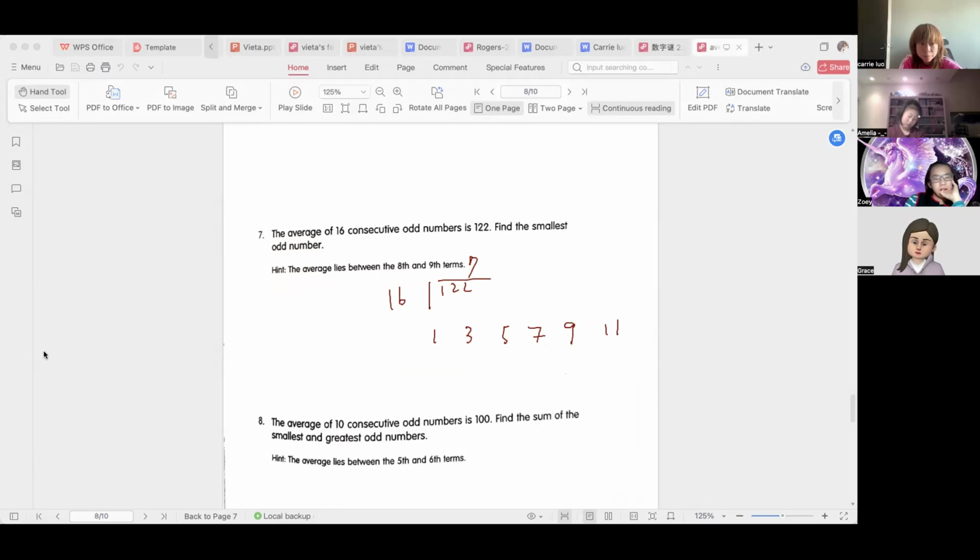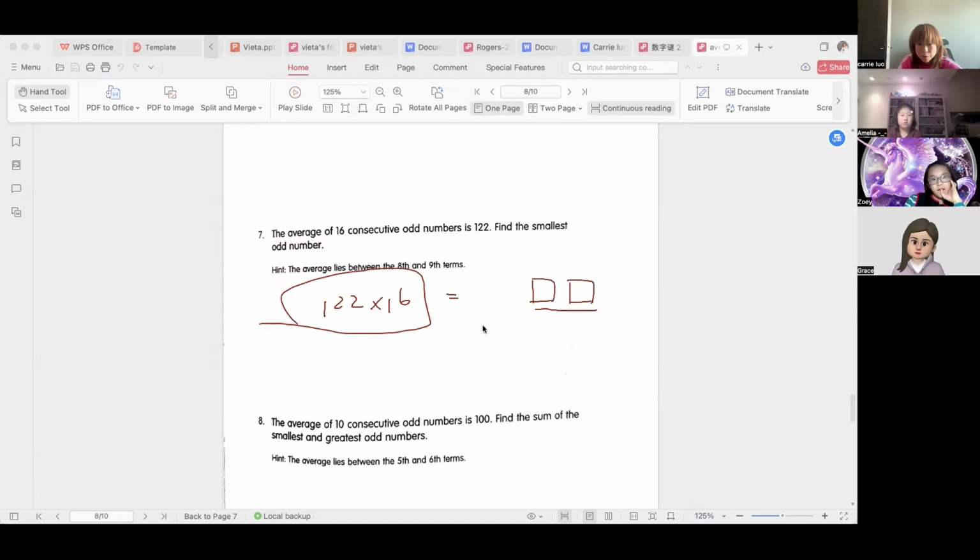Oh, sorry, it's my fault. So the average number of the 16, so it's 122 times 16. Okay, so the total number is that. But we want to know the middle number of these two. Because the middle number, remember, is always, so 122 times 2 equals what? Equals 244. So 244 equals 121 plus 123. Correct, everybody? Okay, so that's the middle number.